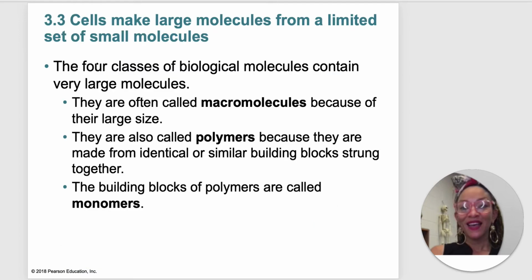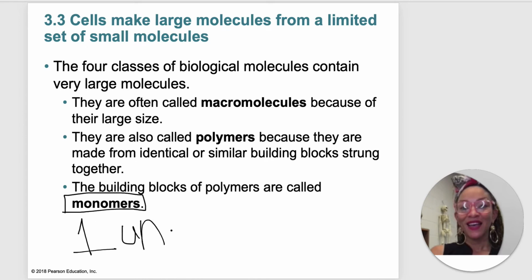All right, so cells make large molecules from a limited set of small molecules. There are 4 classes of biological molecules that I mentioned towards the beginning of this lecture. These are all made from single units, something called a monomer. Okay, so just think of 1 unit or 1 piece of something, right?